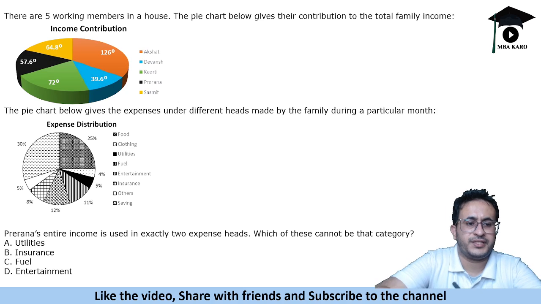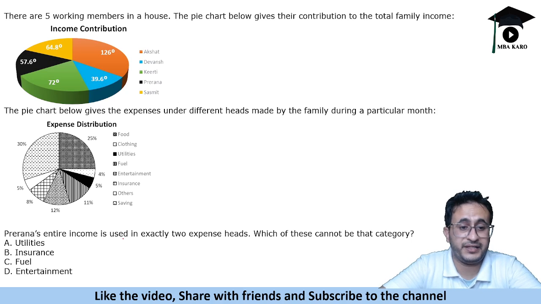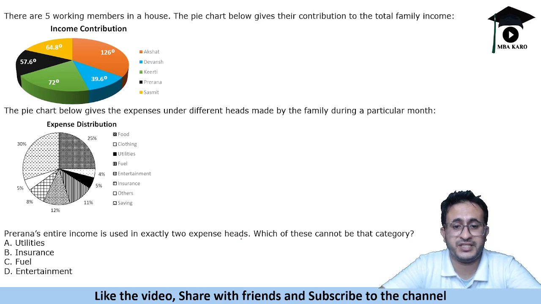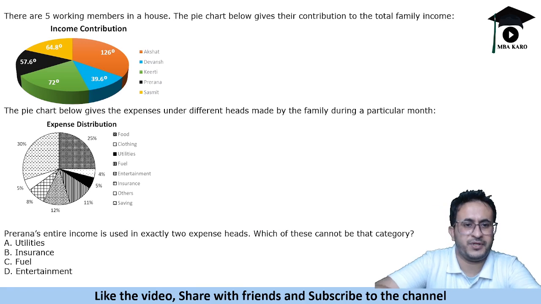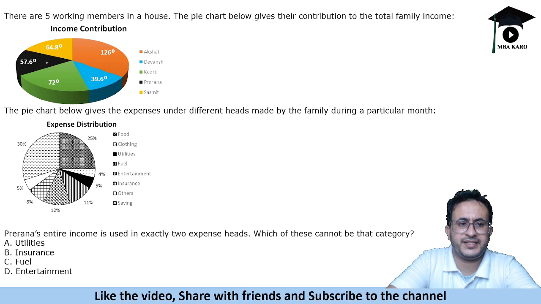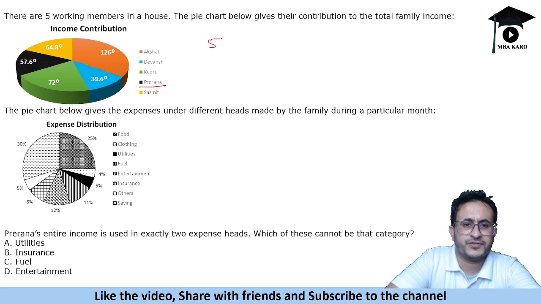The next question is, Prerna's entire income is used in exactly 2 expense heads. Which of these cannot be that category? Okay, so again a simple one. So we need to convert this degree into percentages. So Prerna is 57.6, so 5760 by 360. Okay, that we need to calculate. So this will be 16%.